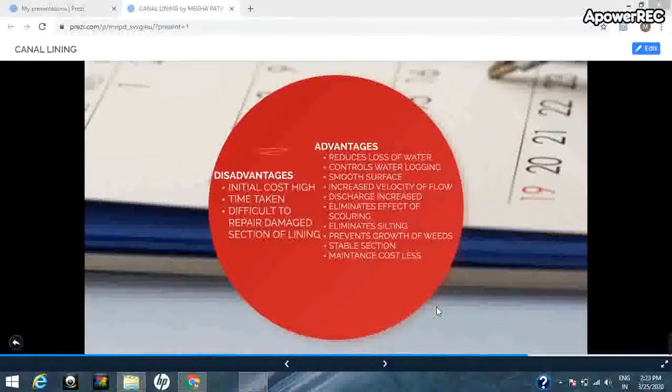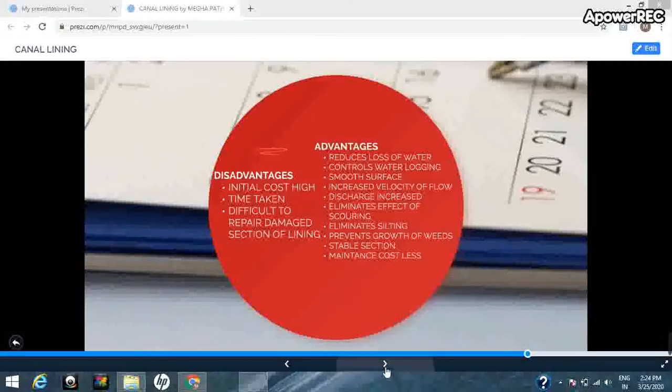What are the disadvantages of canal lining? Canal lining has the disadvantage that the initial cost of providing the canal lining is high, and it is also a time-taking process, and it is very difficult to repair a damaged section of lining. That would cause a high maintenance cost. Okay, maintenance cost is less, but it is difficult to manage and difficult to repair the damaged section of the lining. So these are the advantages and disadvantages of canal lining.